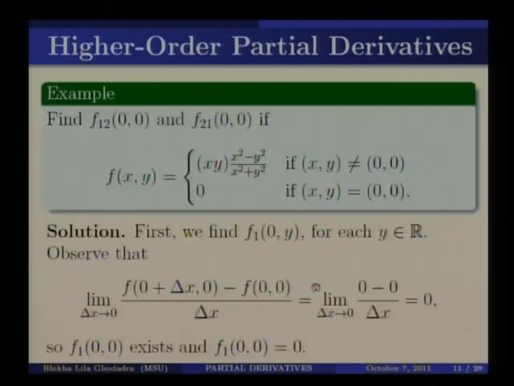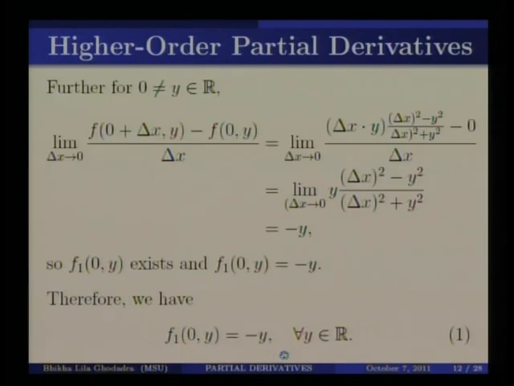So if you combine these two, that f1 at (0, 0) is 0, and f1 at (0, y) is equal to minus y for every non-zero y, we can see that f1 at (0, y) is equal to minus y for every y, whether y is 0 or non-zero.